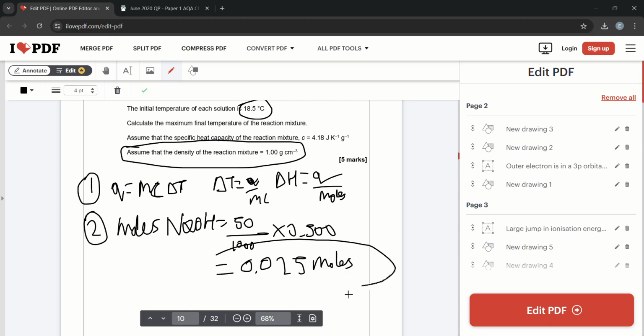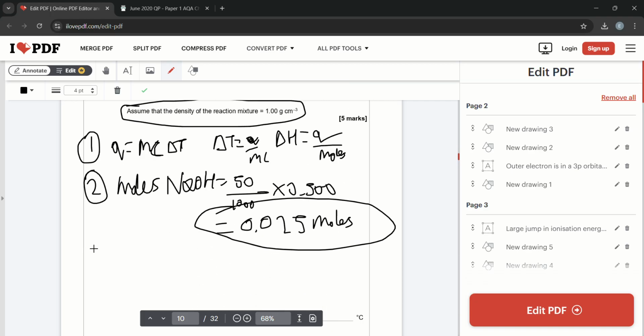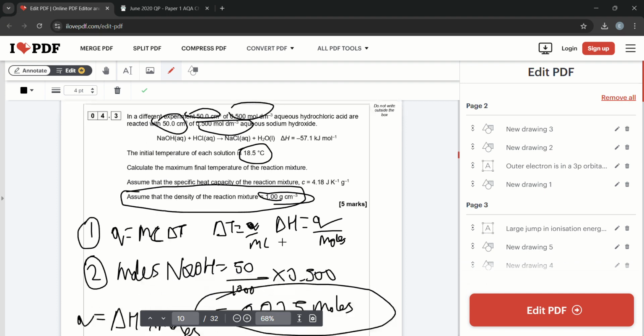Now I know Q is delta H times by moles. If I rearrange this, because I know delta H is Q over moles, Q is equal to delta H times by moles. That will give me Q, and therefore we can find out delta T, Q over mc, and the mass of what exactly? Well, it's just going to be the mass of 50 plus 50, and we know it's 1 gram per centimeter cubed. Okay, so we're getting similar.